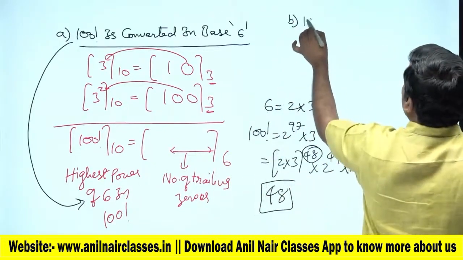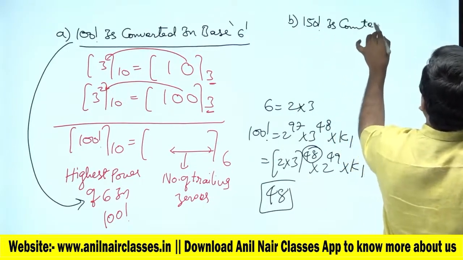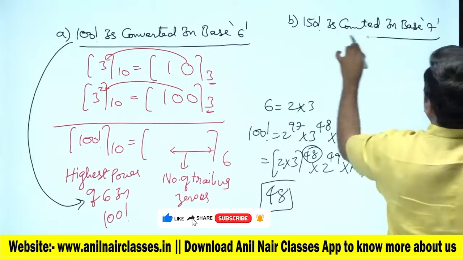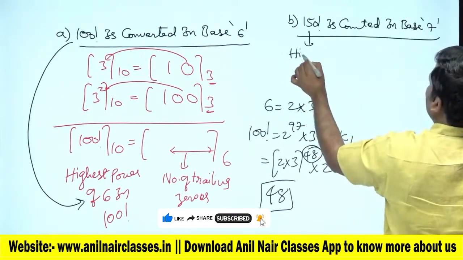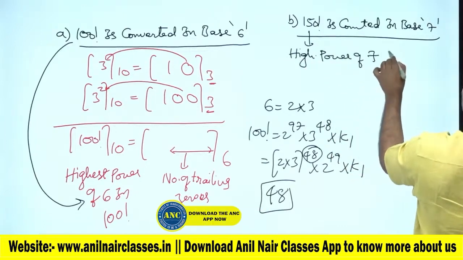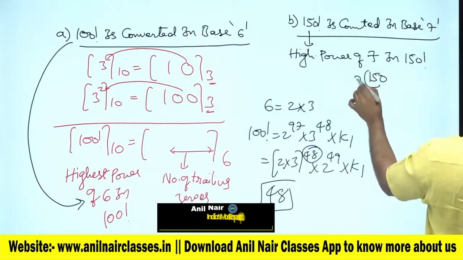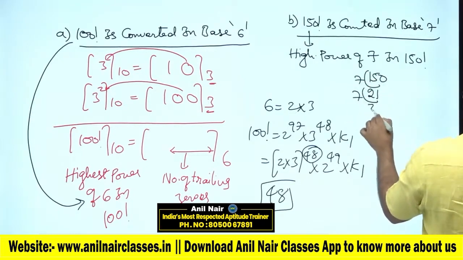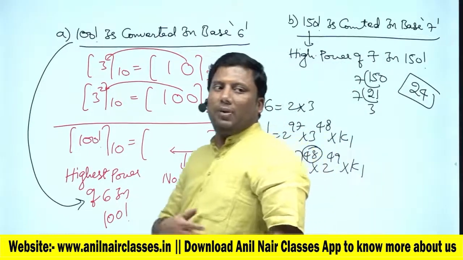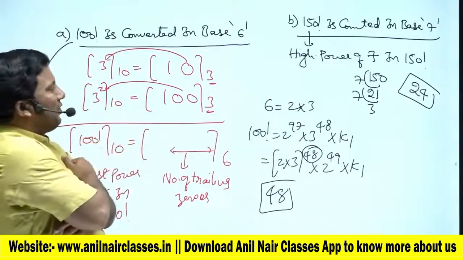Suppose the question is 150 factorial converted in base system 7. It is nothing but the highest power of 7 in 150 factorial. Answer for this question will be 24. I hope the idea is clear. Very, very interesting question, sir.